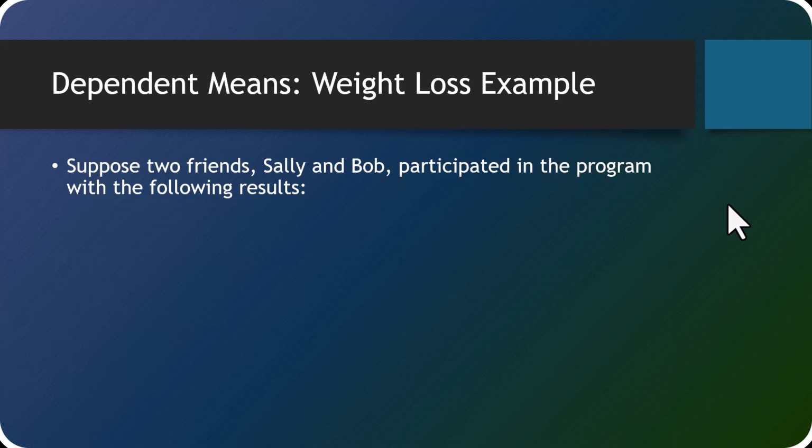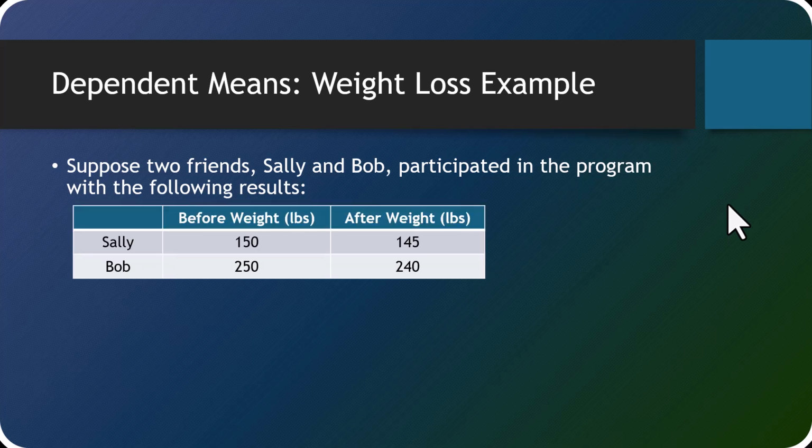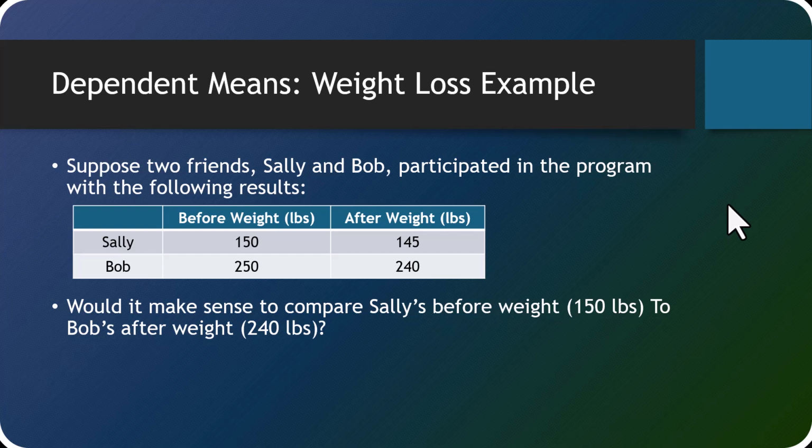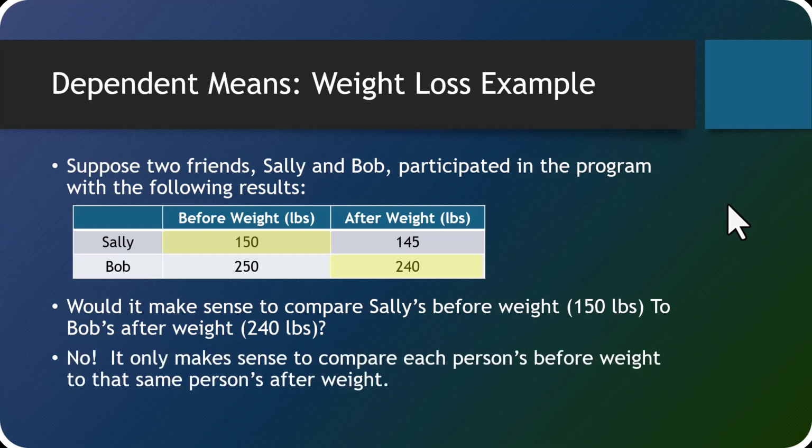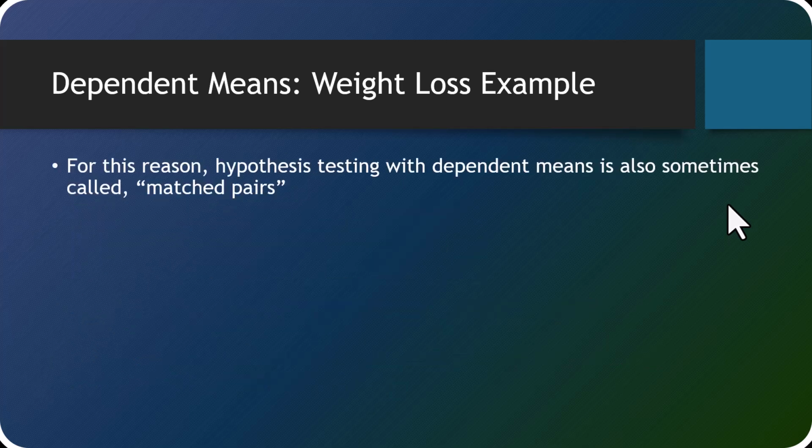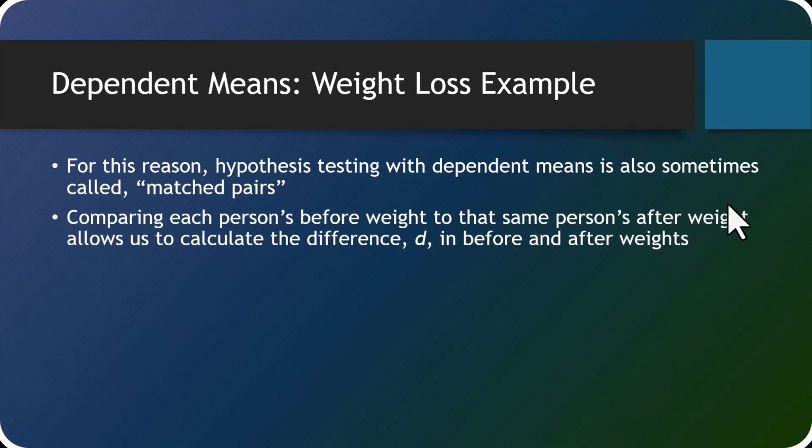Suppose two friends, Sally and Bob, participated in the program with the following results. Would it make sense to compare Sally's before weight of 150 pounds to Bob's after weight of 240 pounds? No, it only makes sense to compare each person's before weight to that same person's after weight. For this reason, hypothesis testing with dependent means is also sometimes called matched pairs.